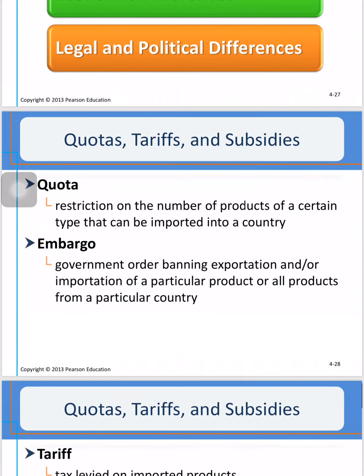Okay, a quota is a restriction on the number of products of a certain type that can be imported into a country. They call it a quota.